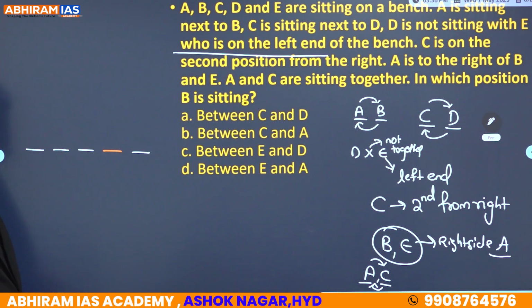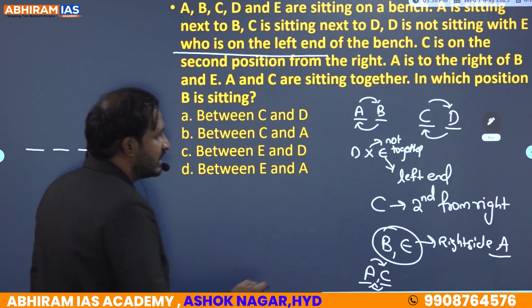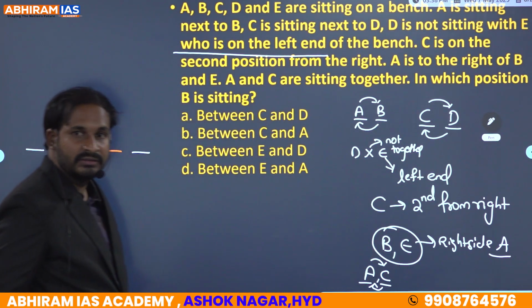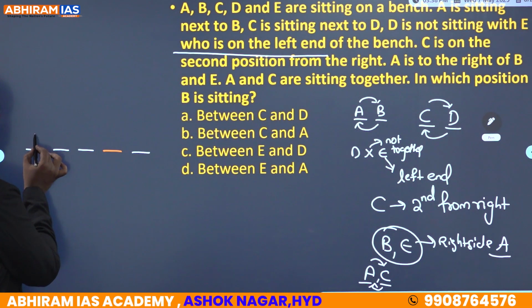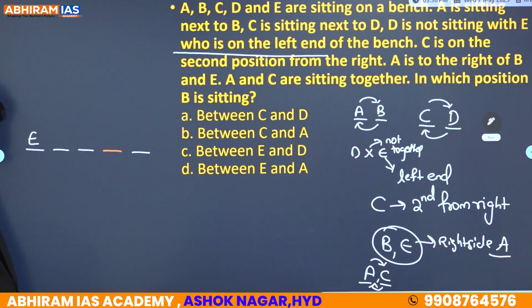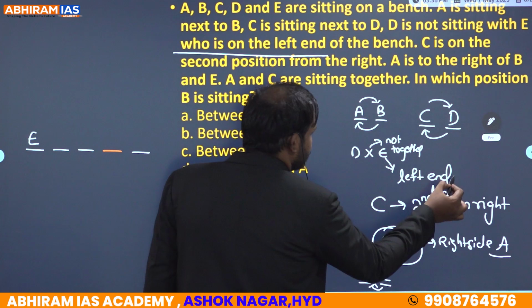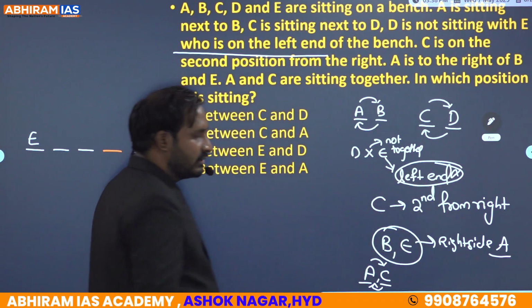Whenever you solve these types of questions, the first thing you need to do is, if you know any one person's fixed position, start solving from that person. In the question it is very clear that E is at the left end of the bench, right? So I will place E first. We are done with this one. Mark a circle or whatever you want.